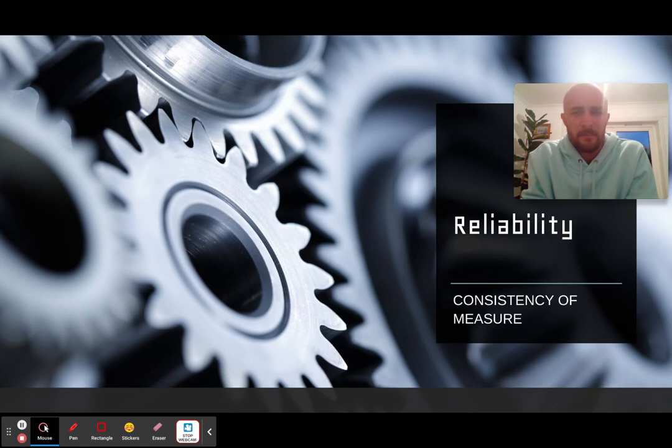one of the most key important terms. Is that the right way to say that? But when we talk about reliability, we are talking about how consistent a measure is.